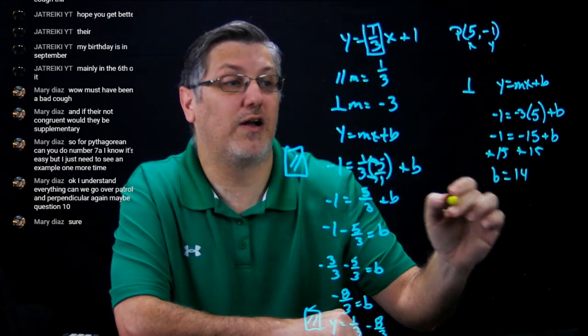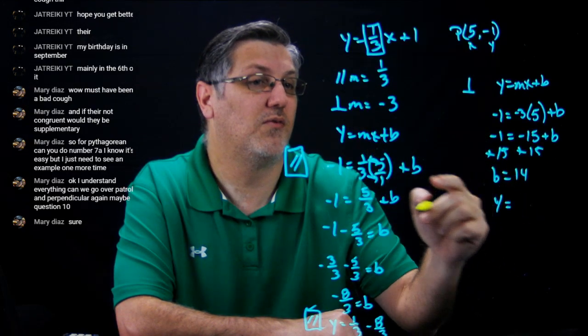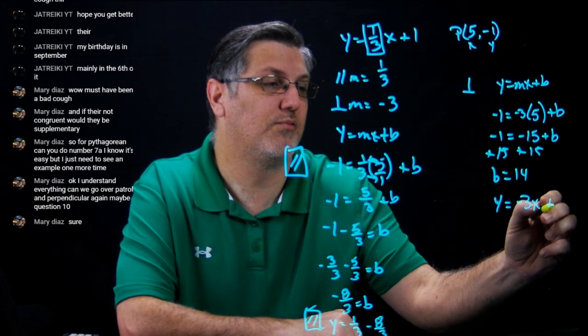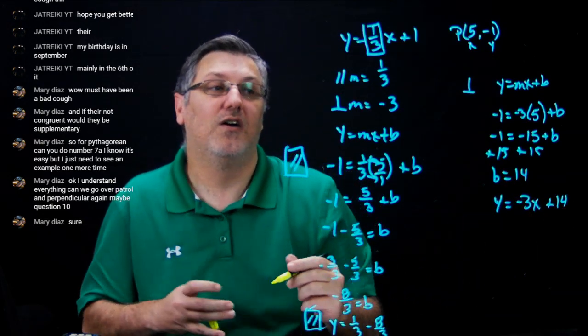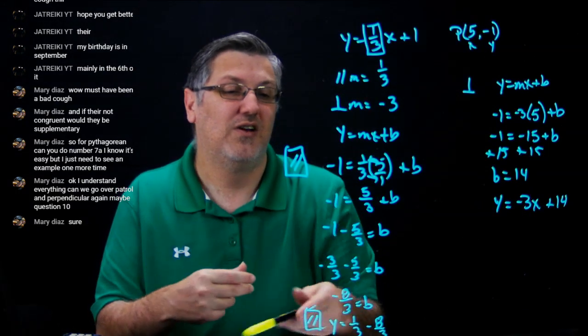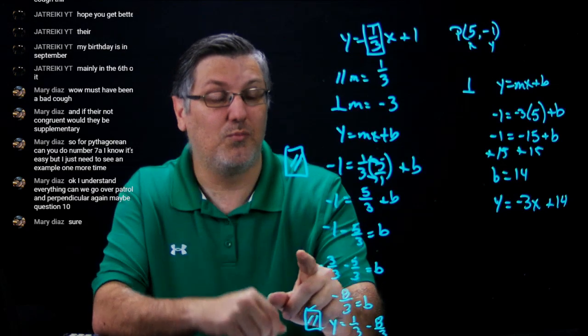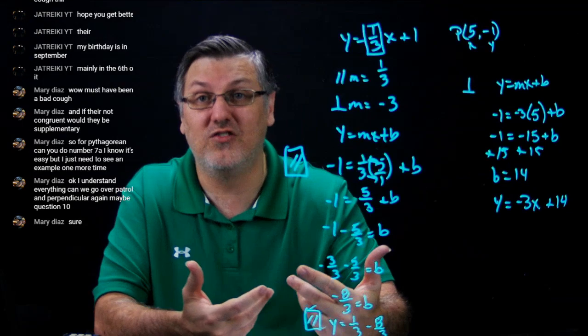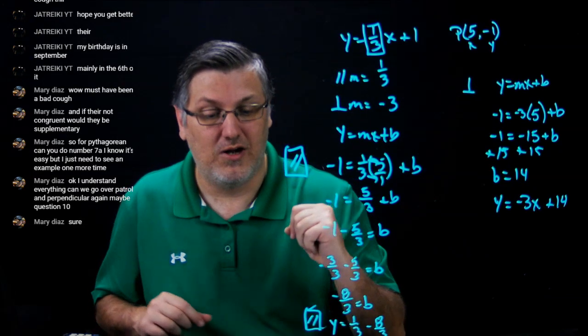Go back in, write my equation. My y stays. My slope, -3x, and then my b is plus 14. So this one was a lot easier than this one. It just really depends on the arithmetic. This arithmetic was more difficult. That's why this was the more difficult side to solve. The arithmetic here was easier. Hoorah.